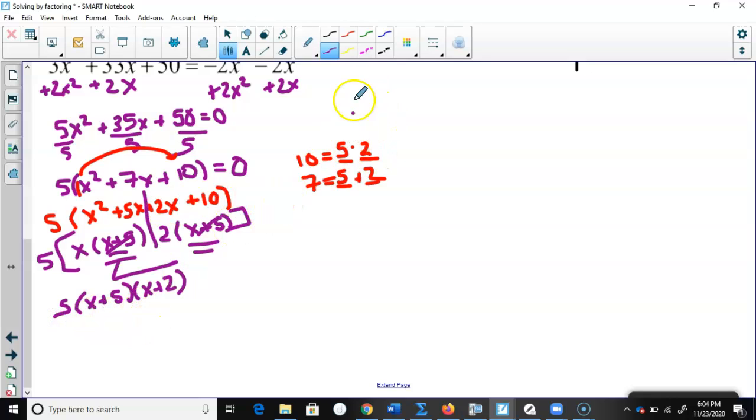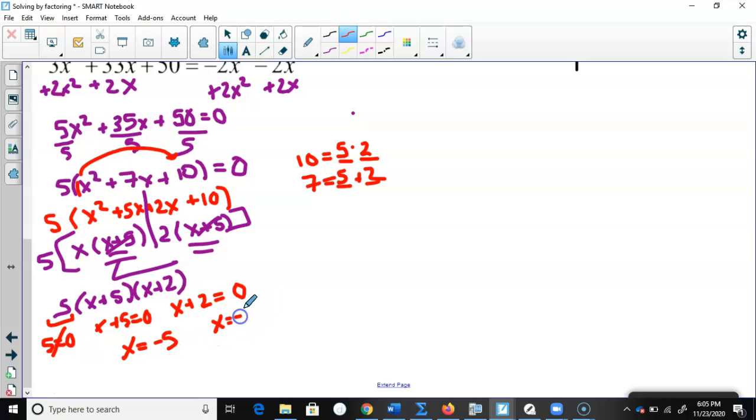Now, why did I choose this problem? Because oftentimes people get messed up with this 5. This 5 doesn't have an x with it, so I cannot set 5 equal to 0. I can't solve for anything. That doesn't make sense. But I can set x plus 5 equal to 0, and I can set x plus 2 equal to 0. I'm going to use mental math here to subtract 5 from both sides, where I get x is equal to negative 5. And subtract 2 from both sides, and I get x is equal to negative 2.